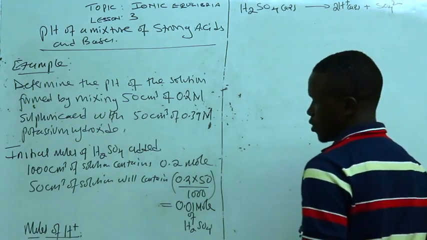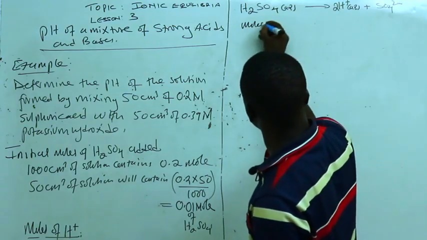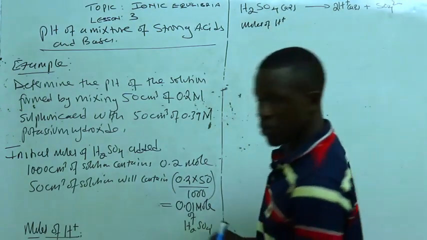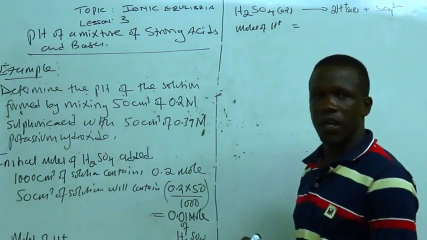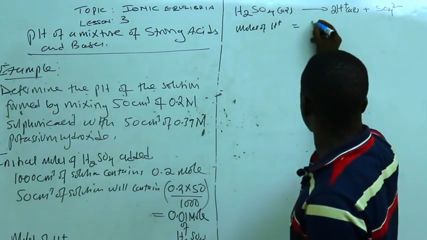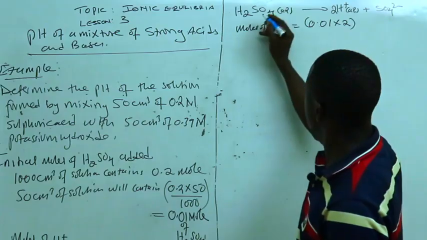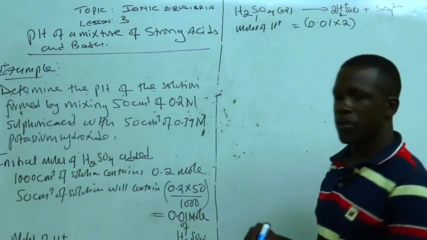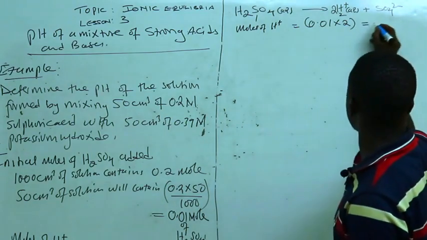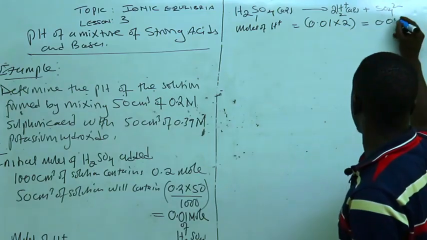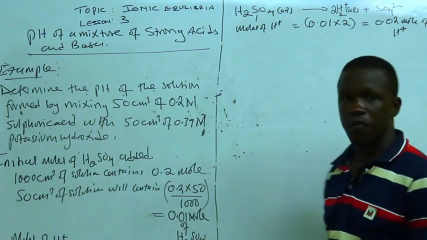This is complete ionization. And from this, the moles of hydrogen ions in solution would be twice the moles of sulfuric acid. This is 0.01 times 2, because the ratio is 1 to 2. So the moles of hydrogen ions from the ionization will be times 2, and this gives us 0.02 mole of hydrogen ions from sulfuric acid.